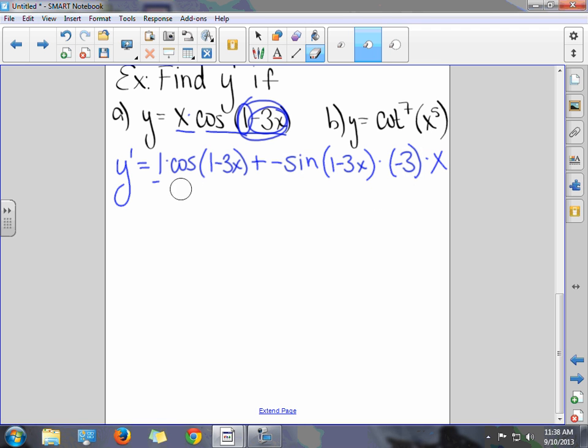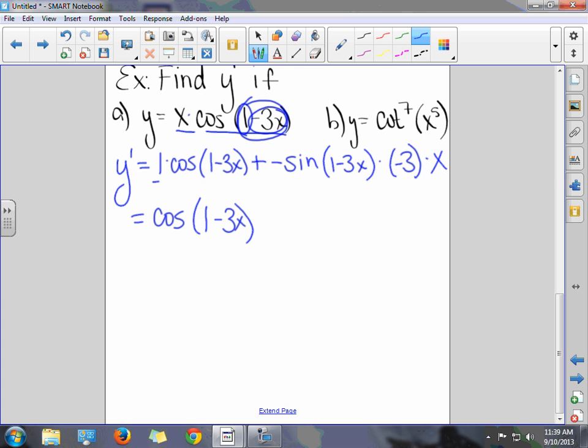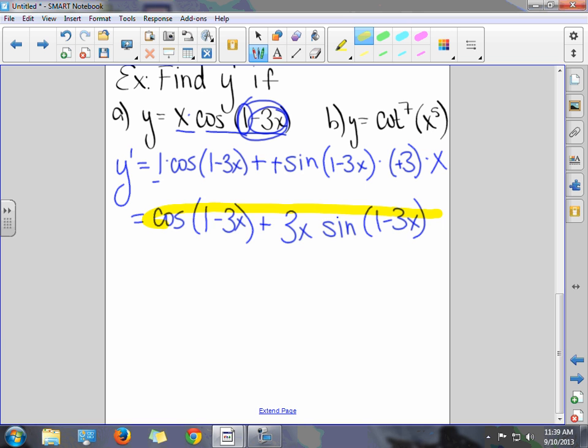And now I do want to clean this up a little. It looks pretty gross. So I have cosine of 1 minus 3x. I have two negative signs here, so I'm going to make those positive. So it's going to be plus 3x sine of 1 minus 3x. And I think that's perfectly cleaned up to me.